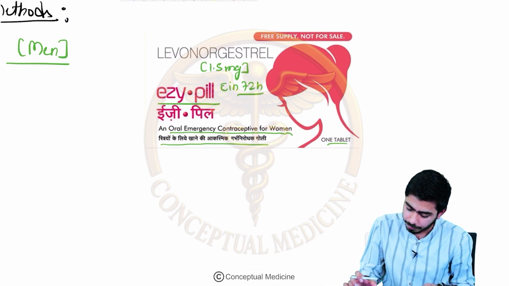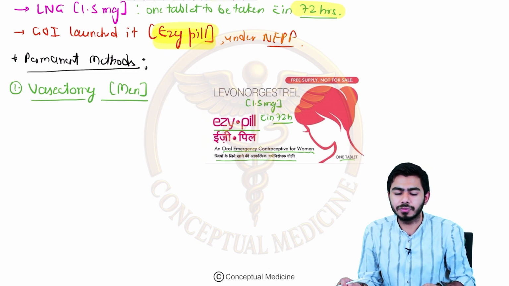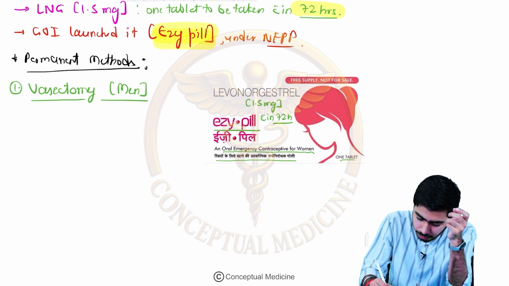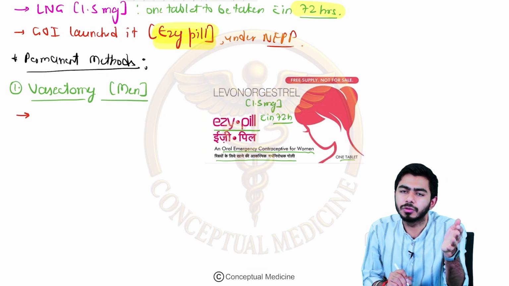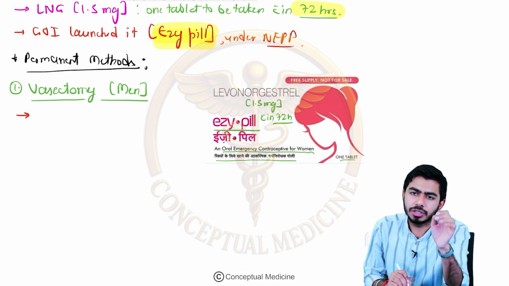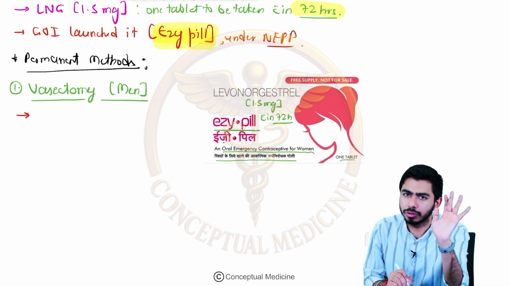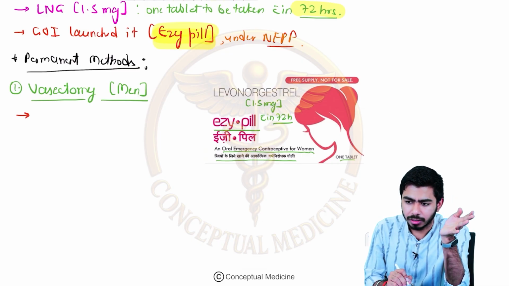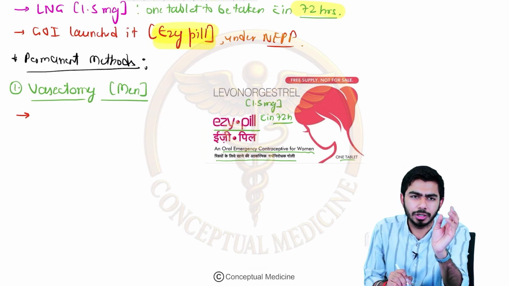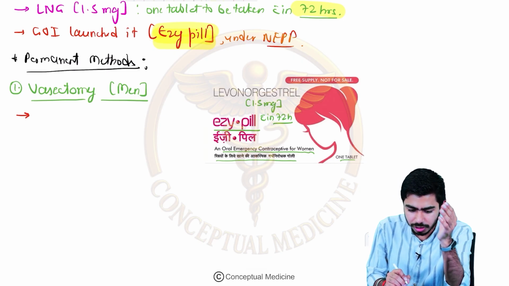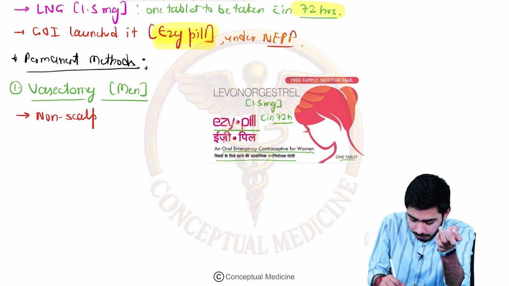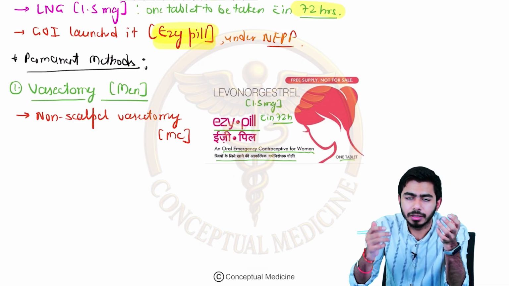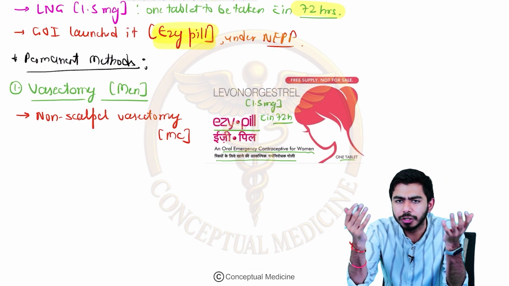Once we are clear with that, now we shall move on to the permanent methods. The first method is the vasectomy, which is done in men. Nowadays they are saying that if we want to promote vasectomy among the community, it should be non-scalpel, so we should take a step which does not cut the skin. We should do the vasectomy without a scalpel, or with a very, very minor cut. This kind of surgery, the non-scalpel vasectomy, is the most common approach we are taking these days. If we want to promote it, we need to do that.